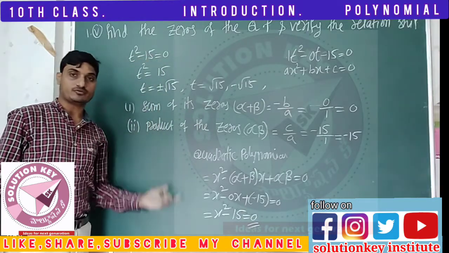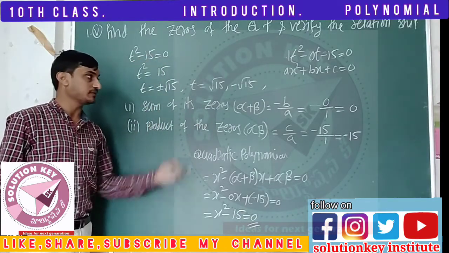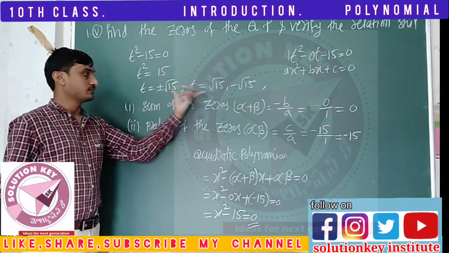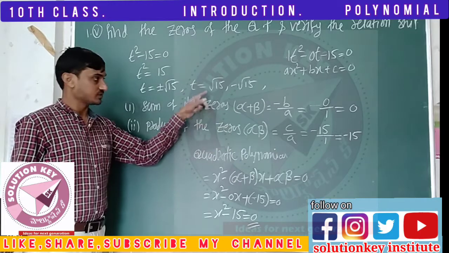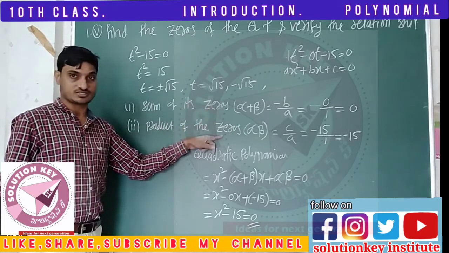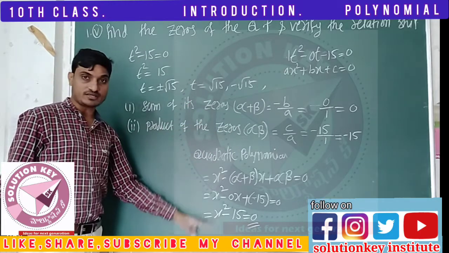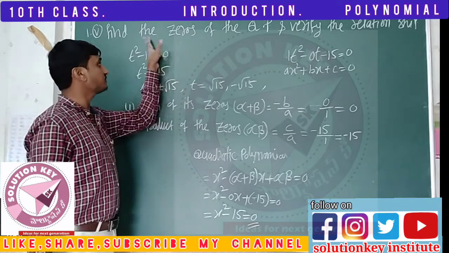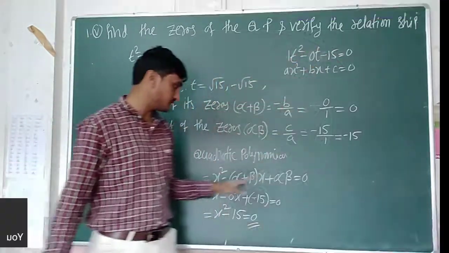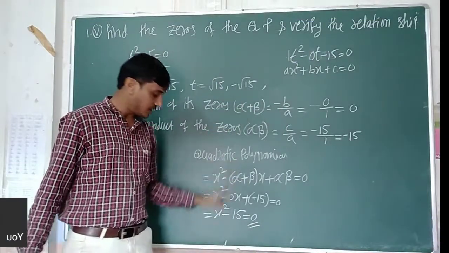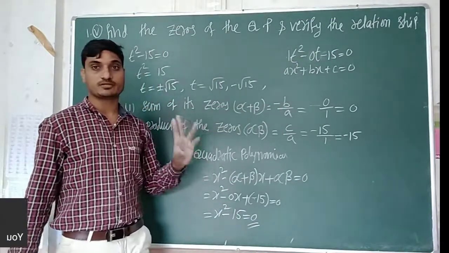So it is your verification of the quadratic polynomial, and these are the zeros of the polynomial, and it is the relationship between the coefficients. What they are asking is: find the zeros. These are the zeros, and verify the relationship between them. It is the relationship, and it is the verification. Three topics are completed.